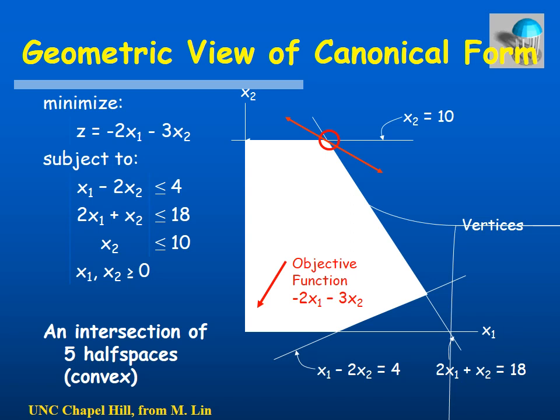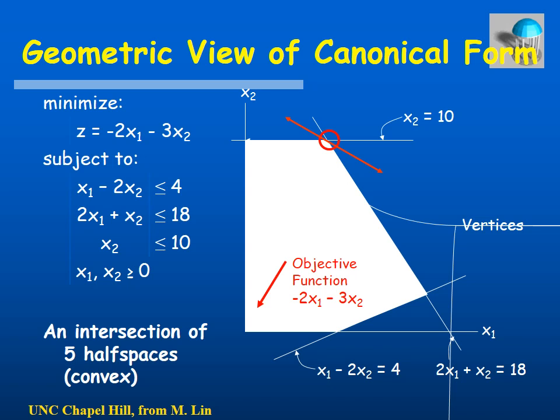The white space is the polyhedron, in this case a polygon. Each of the lines corresponds to one of the constraints as marked. Notice that both x1 and x2 are greater than or equal to 0. The origin is at the lower left, and the region is bounded by x1 equals 0 and x2 equals 0, and has to be to the right of the vertical line and above the horizontal axis.